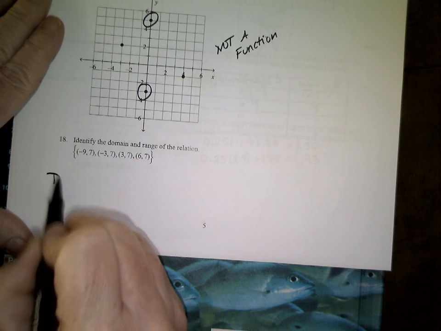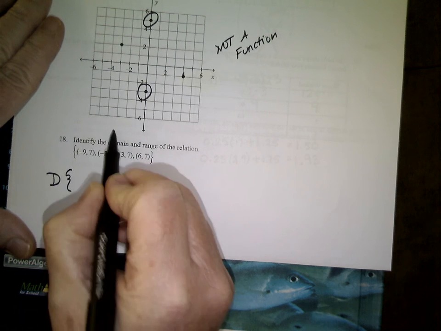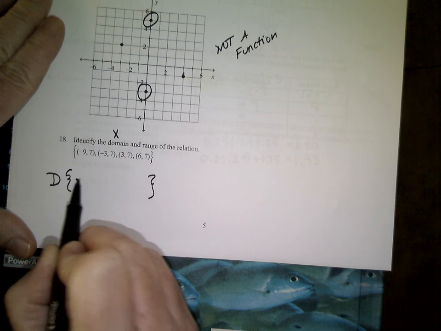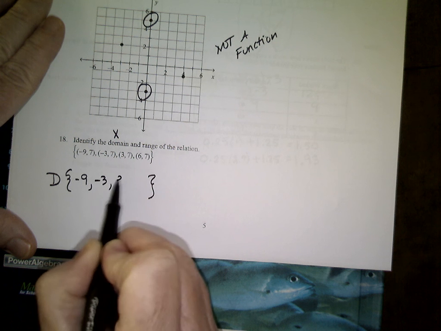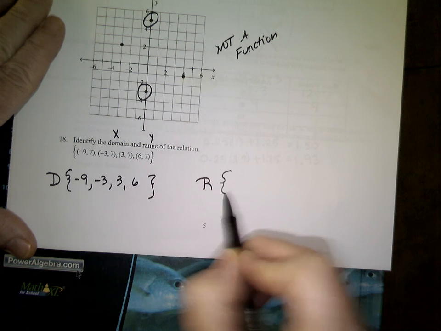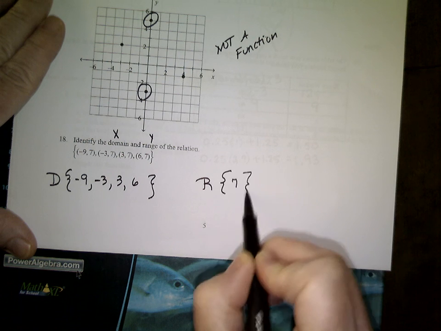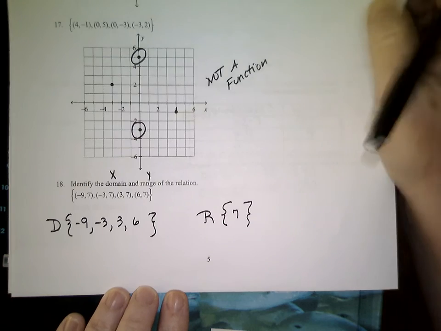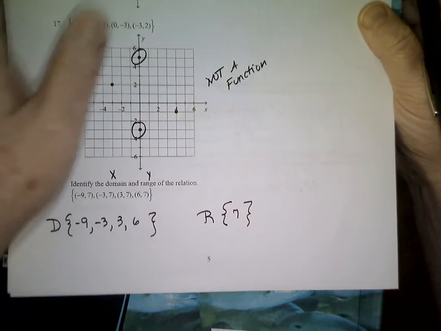18 asks you to identify the domain. Those are the x values. So what are they? Okay. And the range. But you just listed once. Questions on number 18.